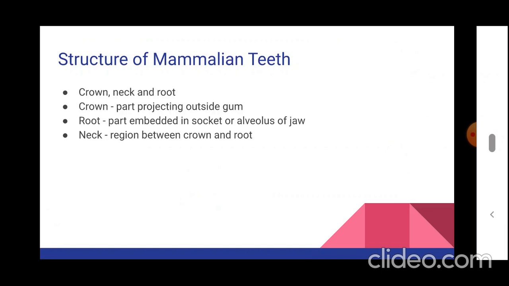So when we take a mammalian tooth, there are 4 different parts. Not 4, 3 parts for the mammalian tooth, that is crown, neck and root. Crown is the part projecting outside the gum. Root is the part embedded in the socket or alveolus of the jawbone. Neck is the region between the crown and the root. So these 3 regions are there: crown, neck and the root.